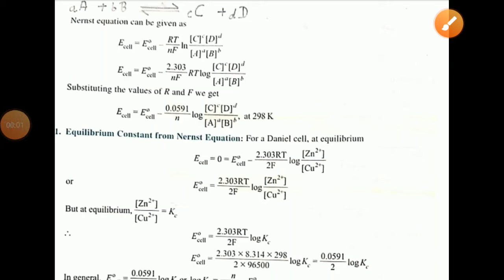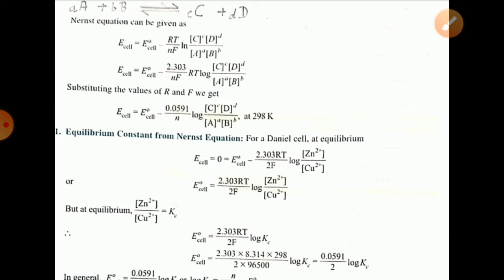Students, this is the fifth video of the chapter Electrochemistry, in which you will study the Nernst equation in terms of equilibrium. That is, when the cell reaction is at equilibrium, what should the Nernst equation be?